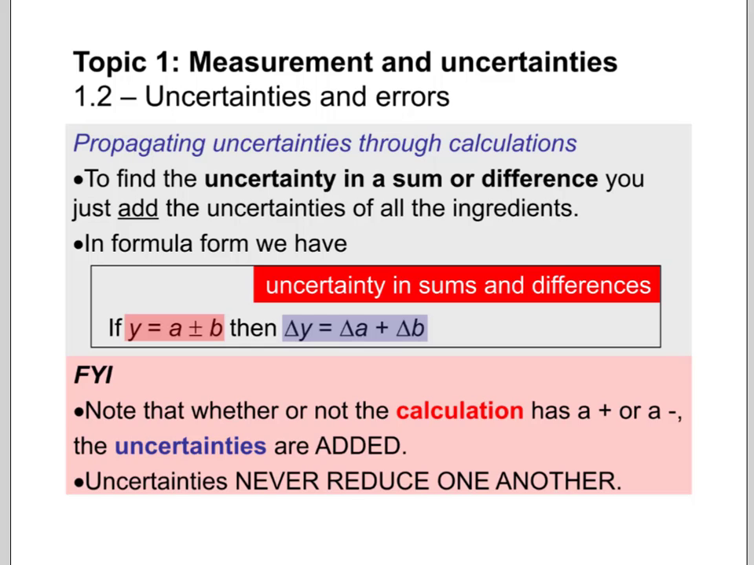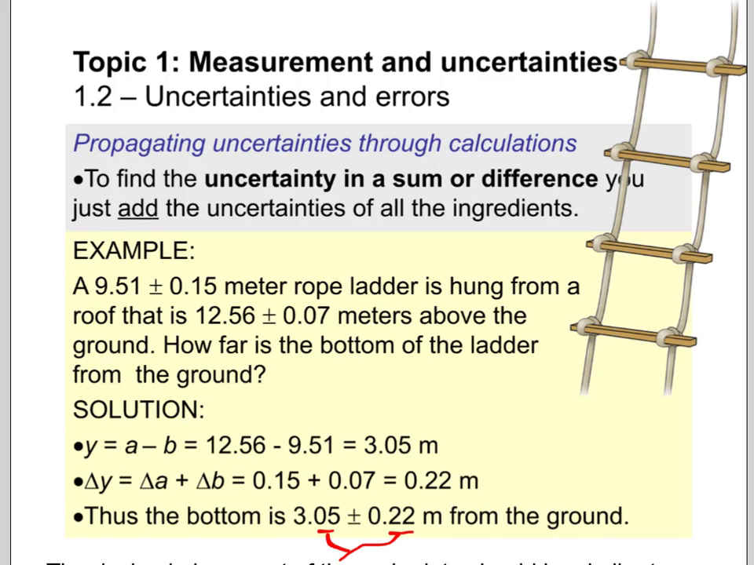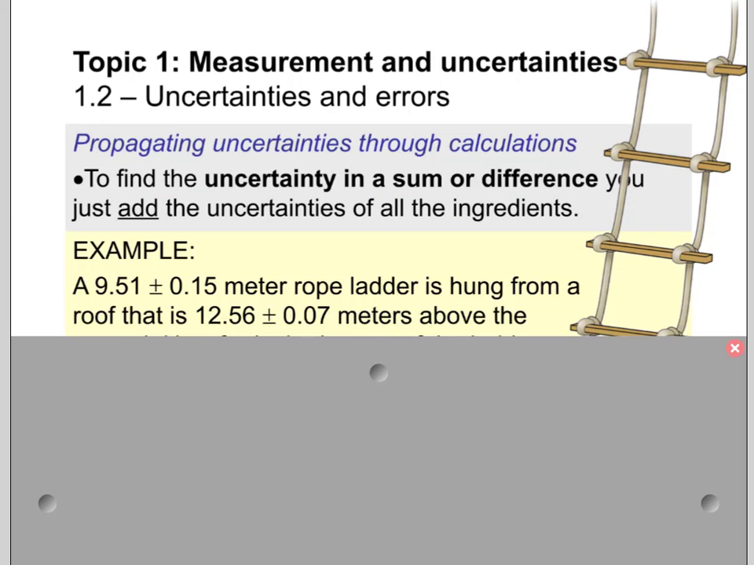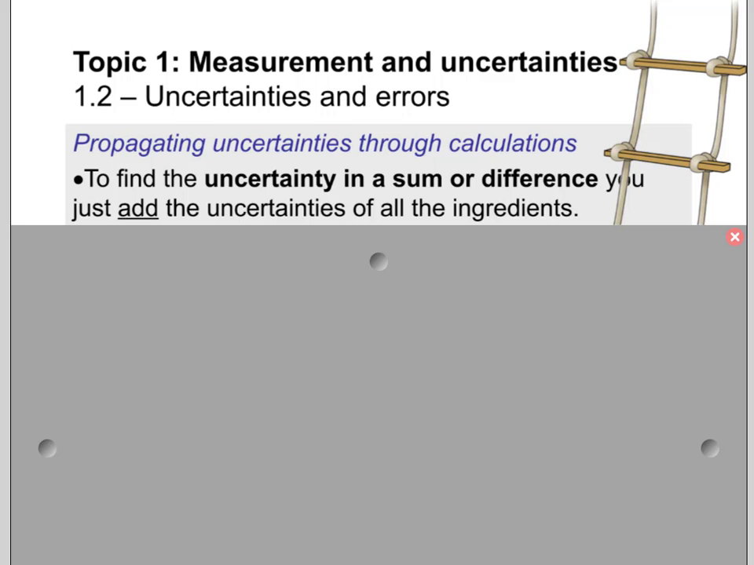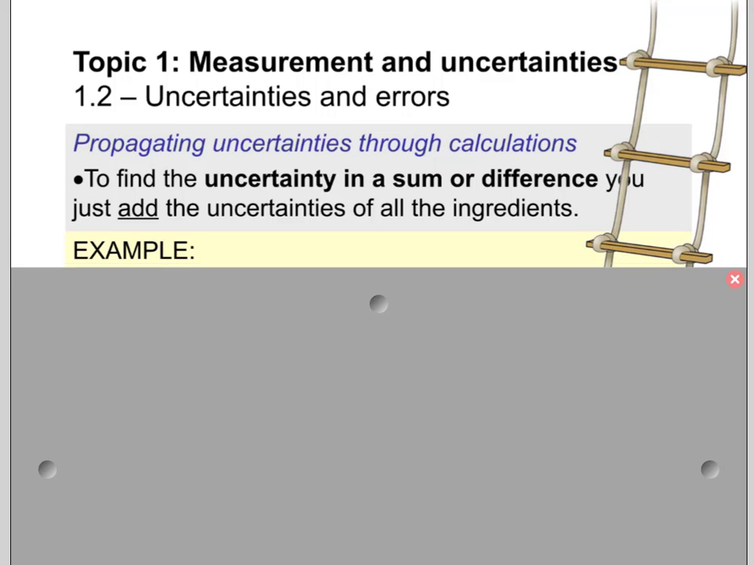So to find the uncertainty in a sum or difference, so adding or subtracting, you're going to add the uncertainties of all the ingredients. Okay, so there's a couple of big things to notice here. When you're adding or subtracting in the calculation, it doesn't matter. The uncertainties are added. Okay, so uncertainties can never reduce one another. You can only compound or keep adding uncertainties together. So let's have a look at what that does. Let's hide part of this so it's not too overwhelming. Find the uncertainty in a sum or difference. You just add the uncertainties of all the ingredients.